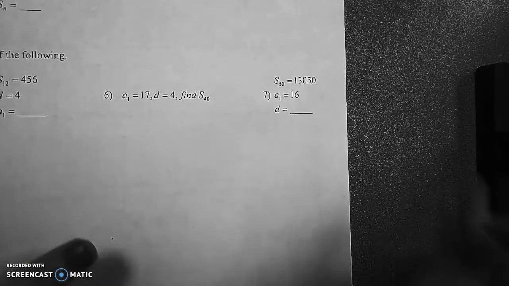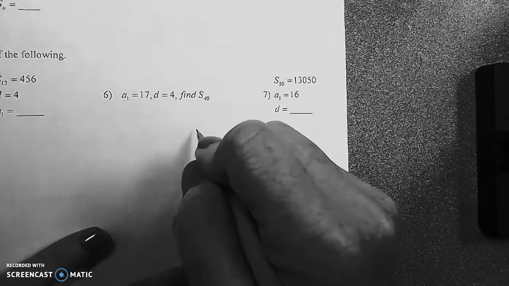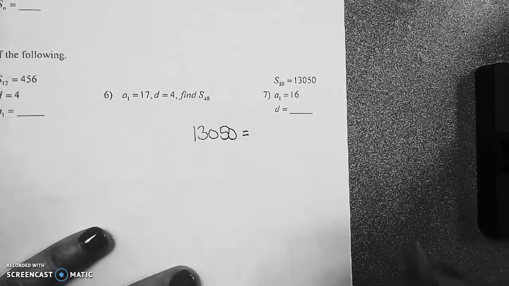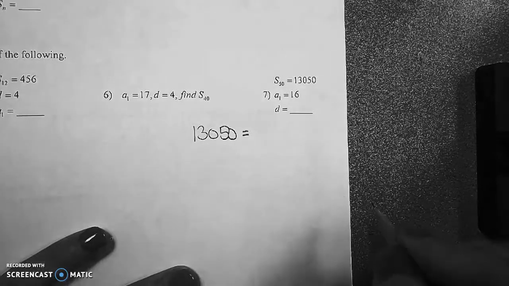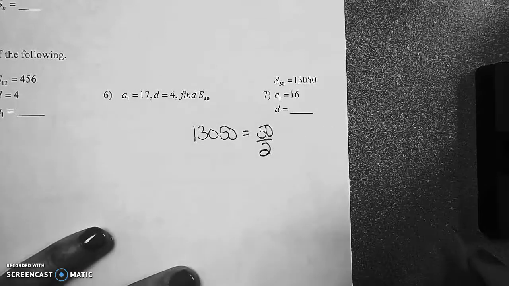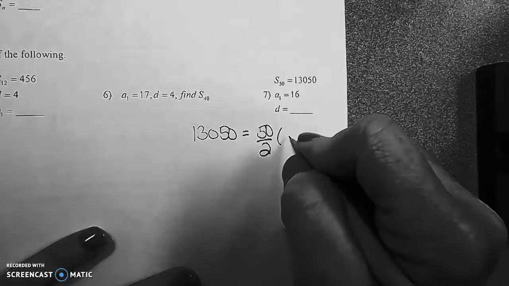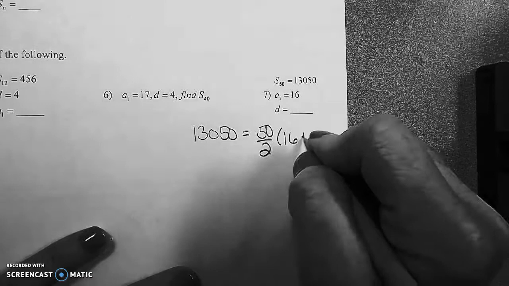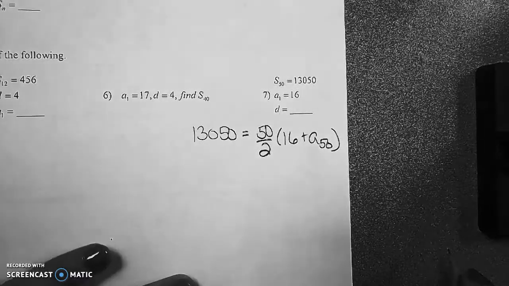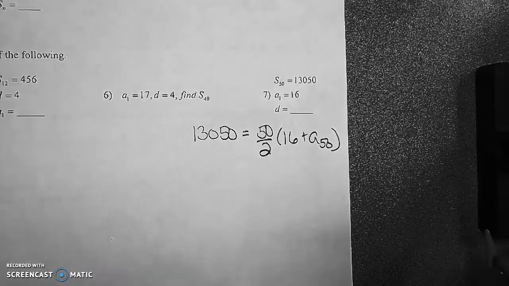So in question number 7, I'm given the sum. I know the sum is 13,050. I know how many numbers are in this series, and so I would take 50 and divide it by 2 to get the number of pairs. I know A1. I do not know A of 50. My goal is to find D.